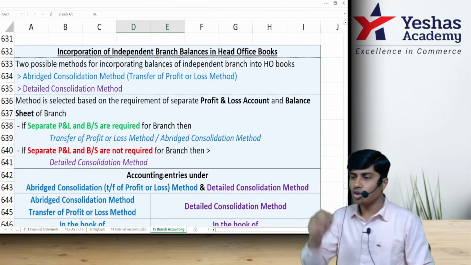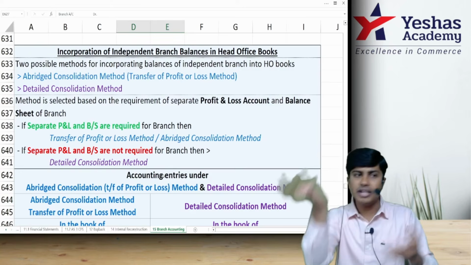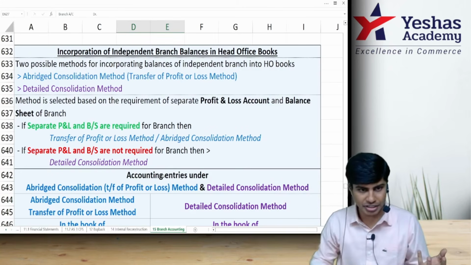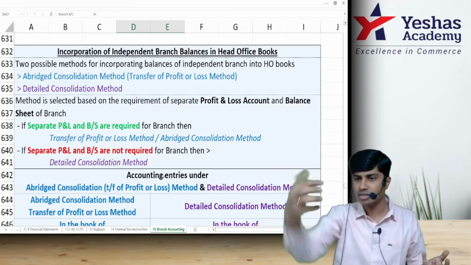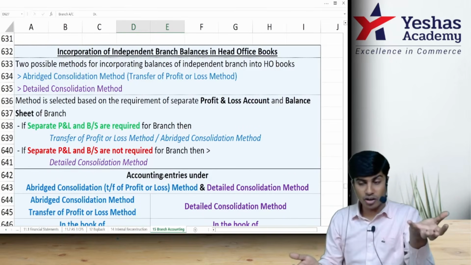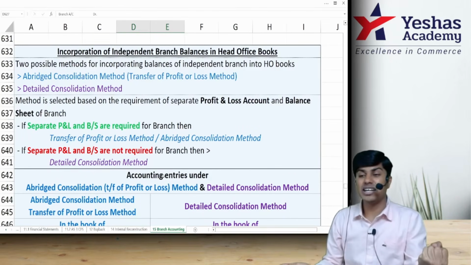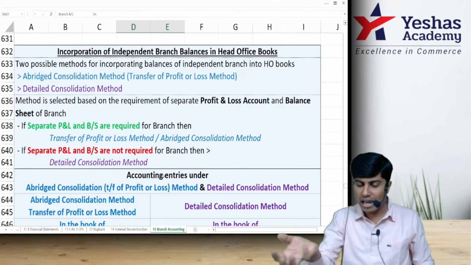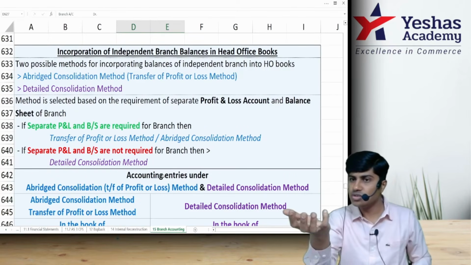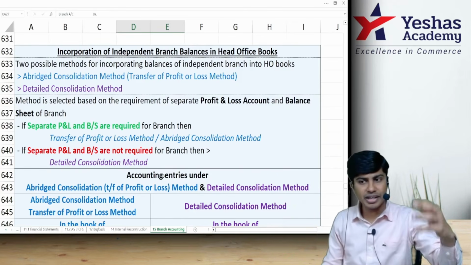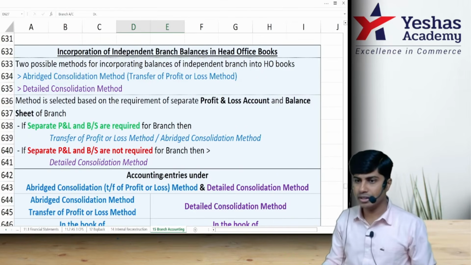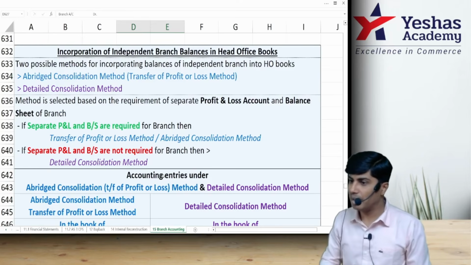And to repeat, for every asset transferred by the branch to head office under detailed consolidation, the branch will write the entry: asset credit, debit head office. Asset transferred to head office. Head office will write asset received: asset account debit, credit branch. For liability transferred, branch will write liability debit, credit head office. Head office will write the entry branch account debit, credit liability. This is for each asset and each liability.